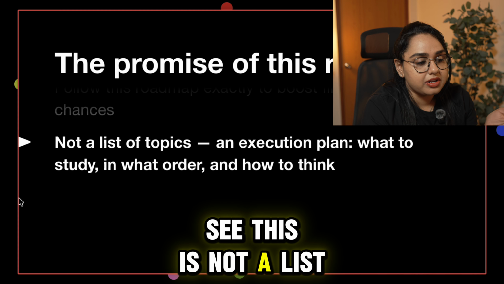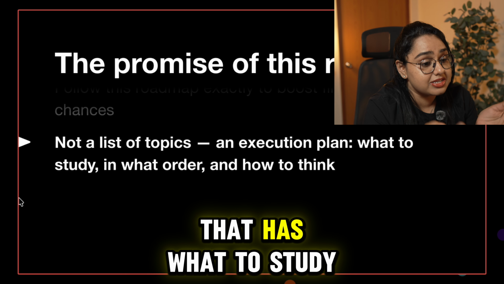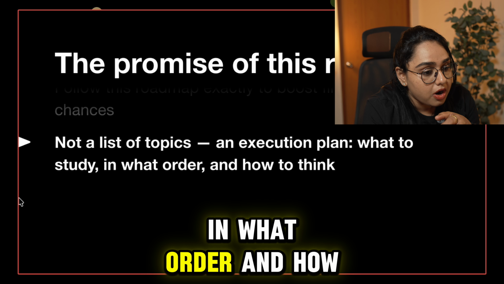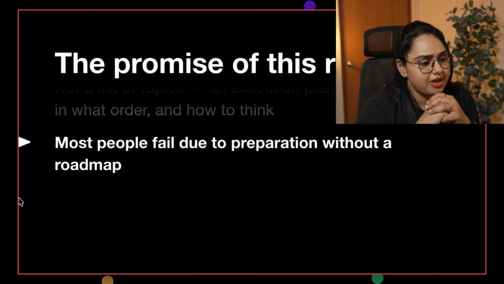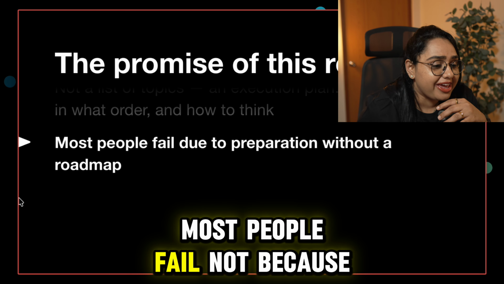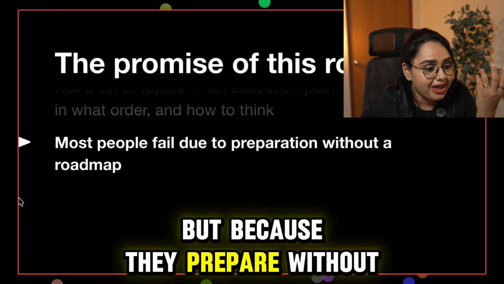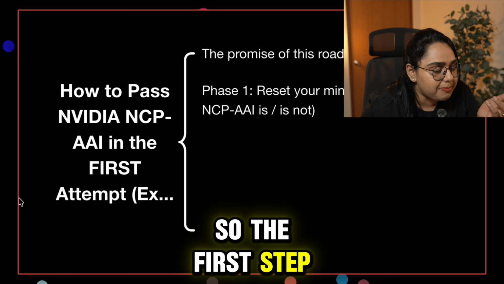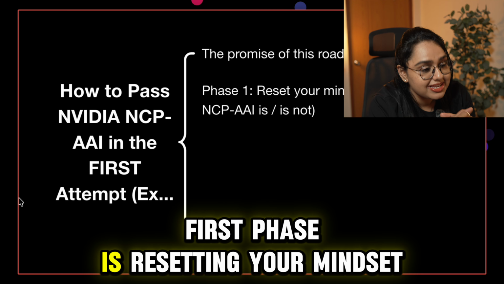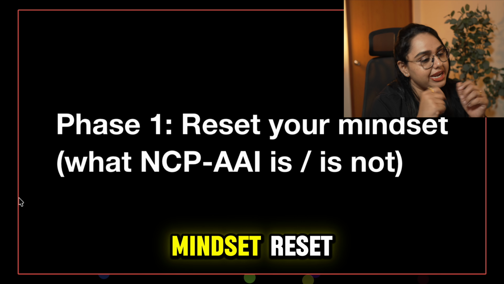See, this is not a list of topics. This is actually an execution plan, that is, what to study, in what order, and how to think during the examination. Actually, most people fail not because they don't know enough, but because they prepare without a proper roadmap. So, the first step, or I can say the first phase, is resetting your mindset. Yes, step one is a mindset reset.